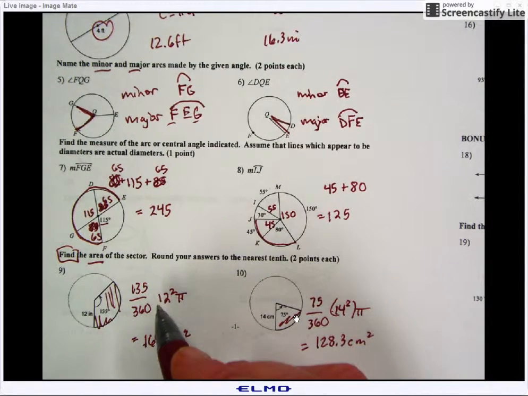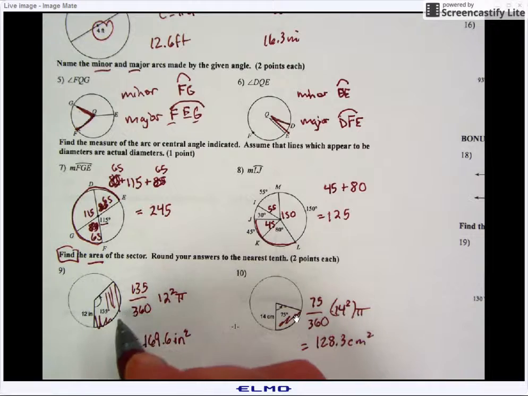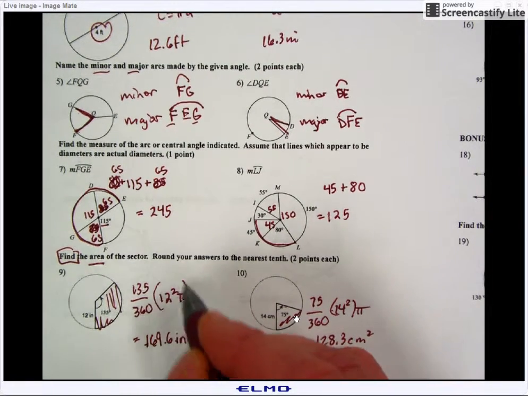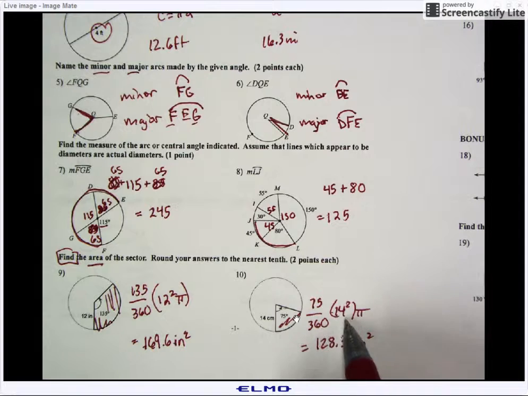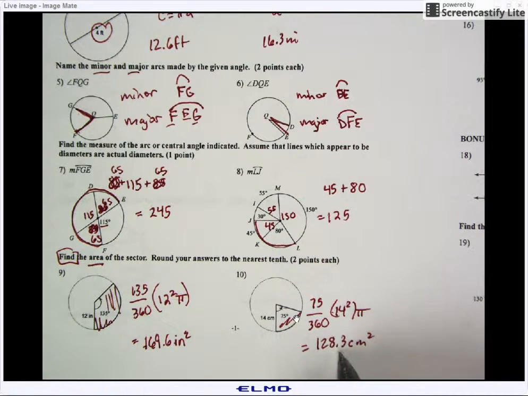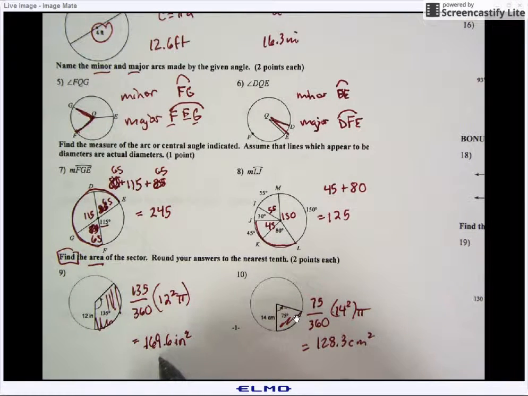Find the area of the sector. This is one of the first things that we did. Take the number of degrees of the sector divided by 360 times the formula for area. So 169.6 inches squared. 75 divided by 360, 14 squared pi. Don't round. Use the pi button. If the answers don't line up exactly, then it used 3.14. Don't stress about that.